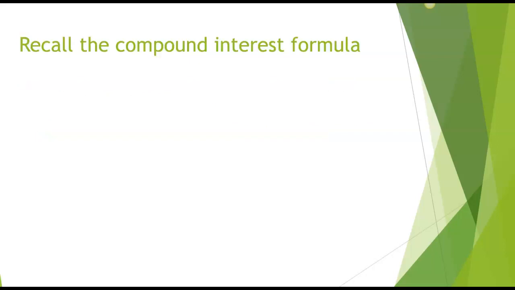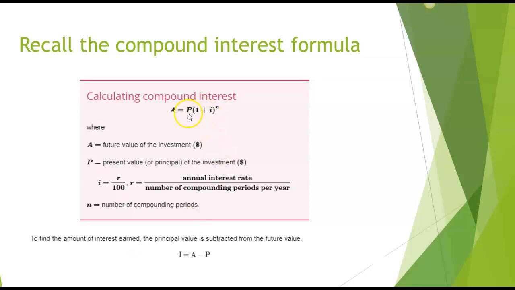So let's recall from Unit 1 and 2 the compound interest formula. I also mentioned it when we were talking about using a recurrence relation to model compound interest. So here we have it. The amount equals principal multiplied by 1 plus I to the power of n, where A is the future value, P is the present value or principal of the investment, I is our rate expressed as a decimal, and remember our rate is determined by the number of compounding periods there are per year, and n is the number of compounding periods there is. We also need to remember that if we need to find the interest, we need to subtract the principal from that future value that we've calculated.